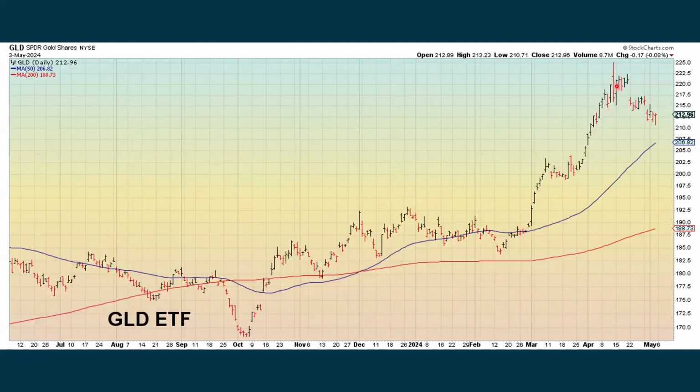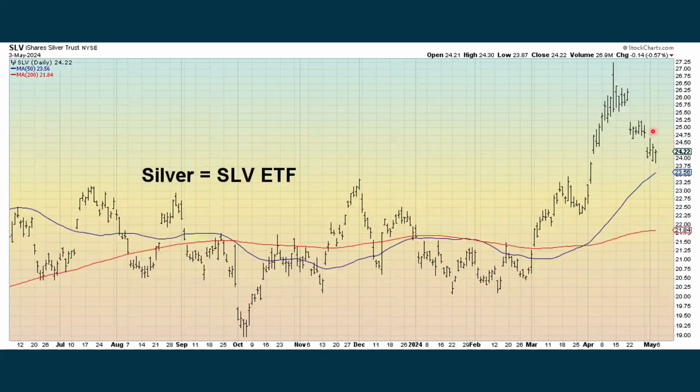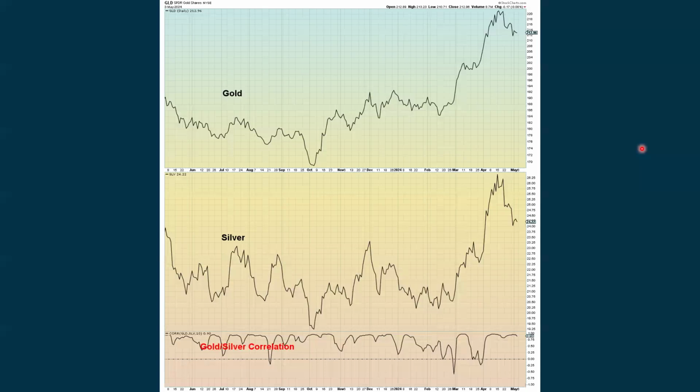We look at gold, which is still in an uptrend, but it has been pulling back. Silver is also in an uptrend, but has been pulling back. And we have the closing value for gold and the closing value for silver. And then on the bottom, we see that there's a pretty high correlation between the two. Doesn't mean they're going either up or down. It just means they're going in the same general direction at the same time.